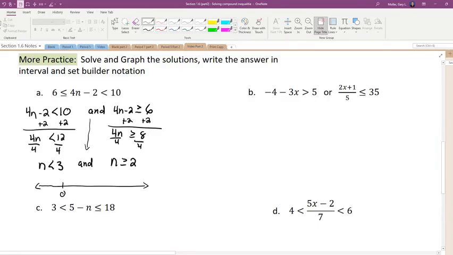So here's 0, here's 2, here's 3. I'm looking for values less than 3. Don't go to autopilot mode. Make sure you're going the right direction. And n is greater than or equal to 2. That's going to be everything over there. So my answer is this overlap right here. So I can put them back together and say n is less than 3, greater than or equal to 2.